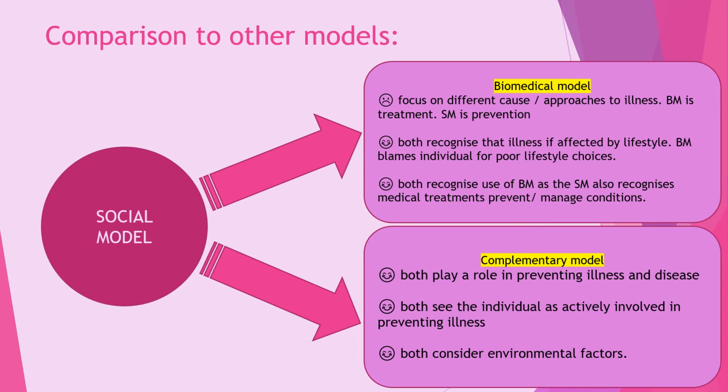Social model and complementary model have similarities in the sense that they both have a role in preventing illness and controlling it. They both see the individuals actively involved in preventing illness, and they both consider environmental factors as a part of this illness process.